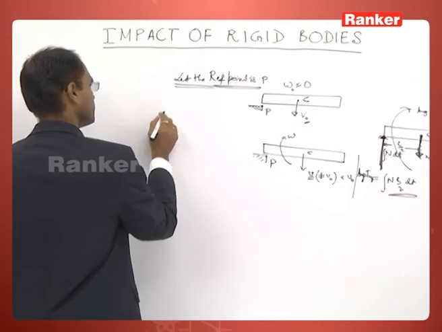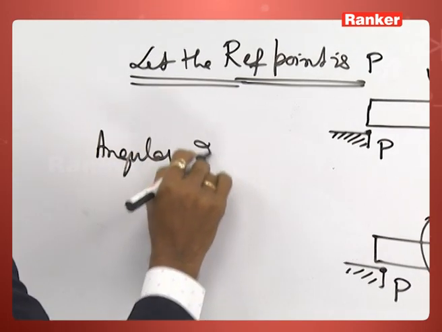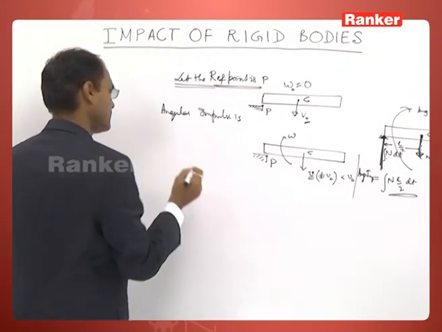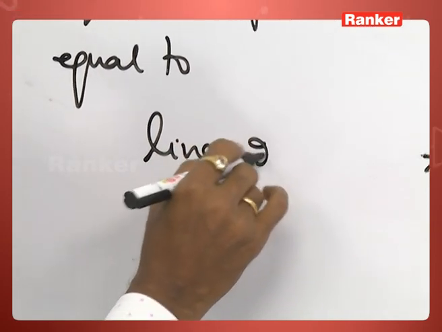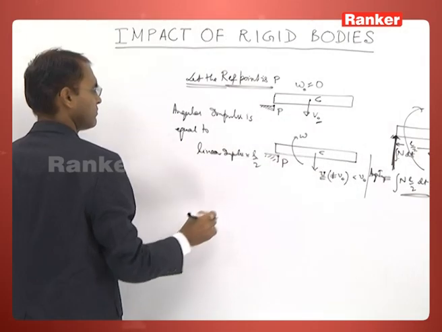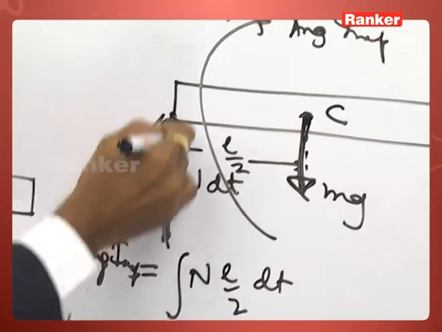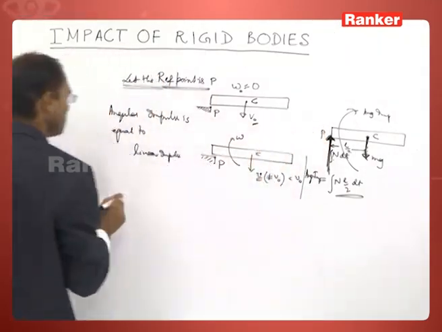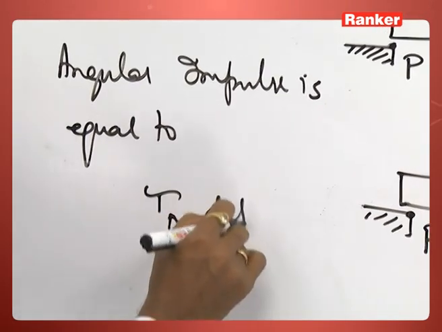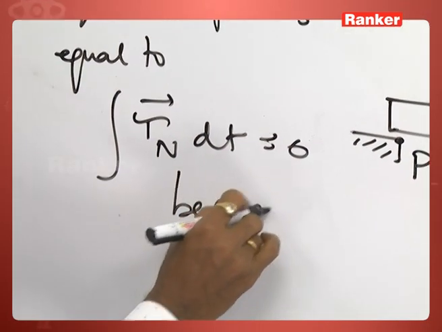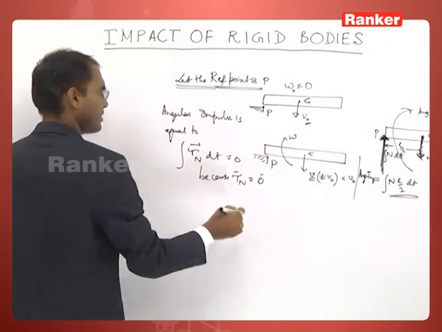Then with respect to this point, the angular impulse is equal to linear impulse into... it's not L by 2. The linear impulse into 0, because the linear impulse, or the normal reaction, passes through the point P. Therefore, the torque produced by the normal reaction, its time integral, will be equal to 0. The torque produced by the normal reaction, this impulsive force during the collision, is equal to 0, because the normal reaction passes through this point P.